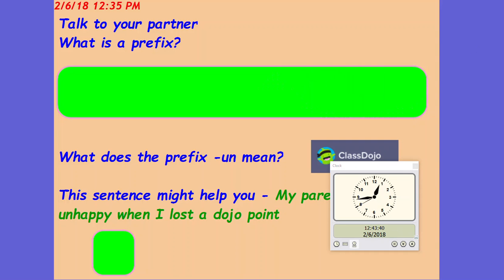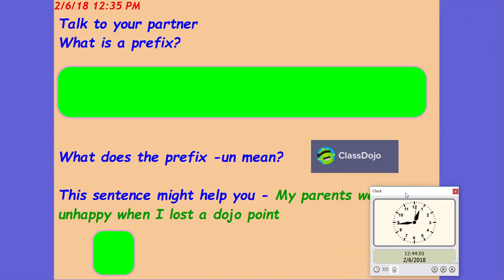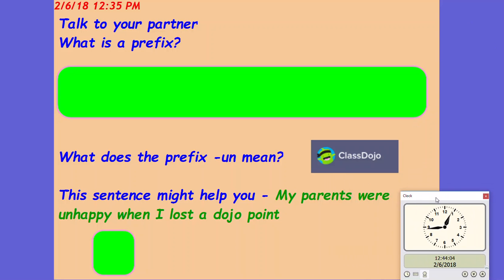Okay, we're going to start with some talk partner work. I would like you to spend 1 minute and you have 2 questions to answer. The first question is, what is a prefix? So what does the term prefix mean? And the second question is what does the prefix un mean? So what is a prefix and then what does un mean?